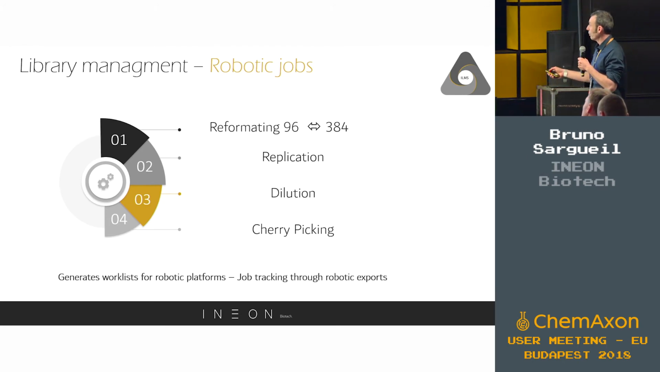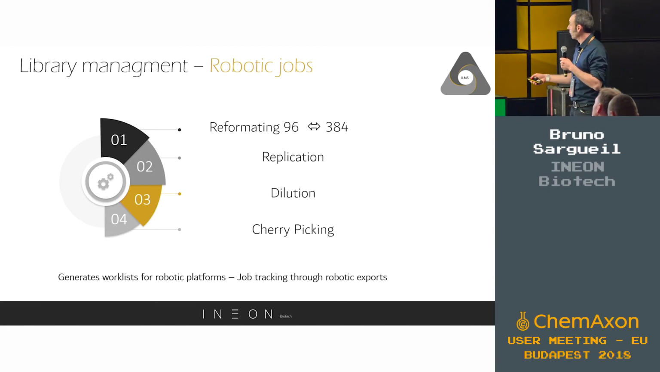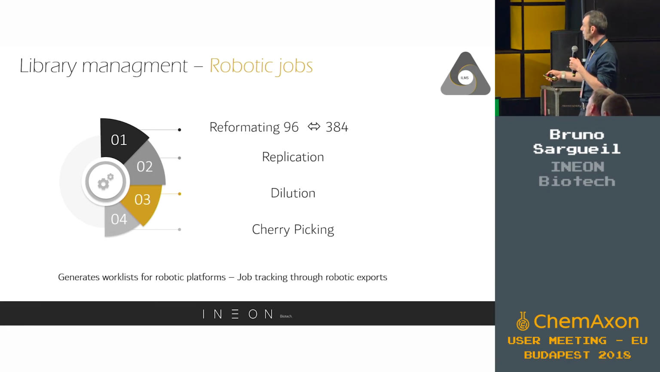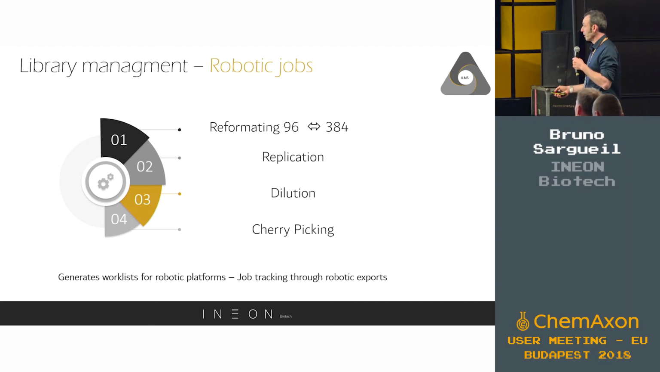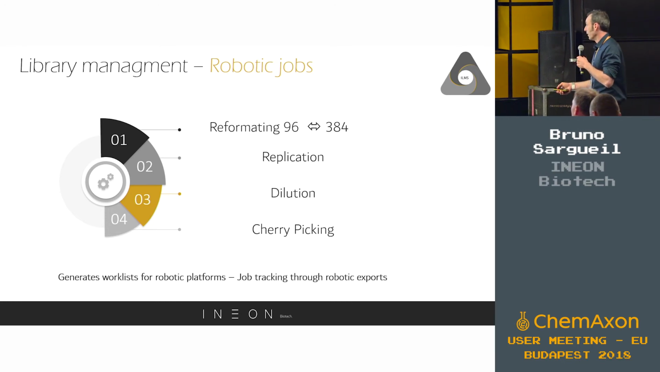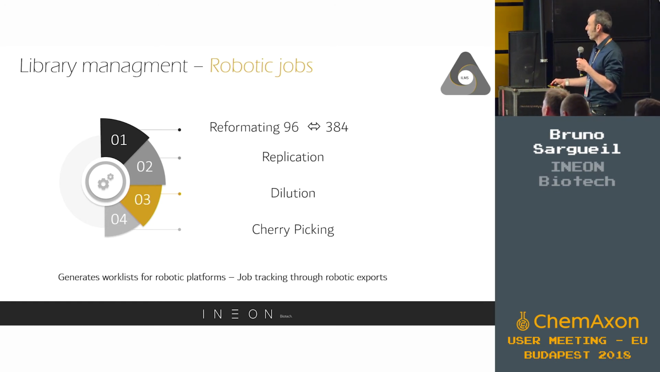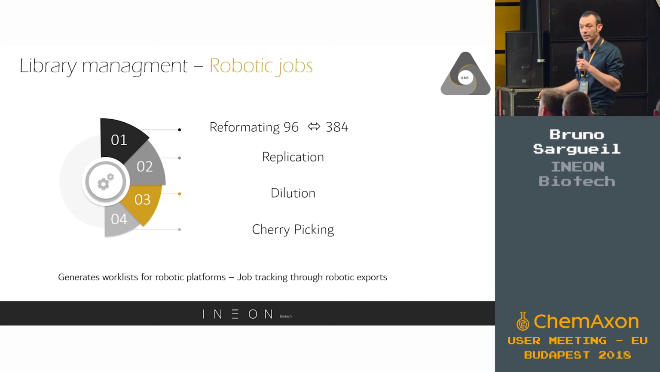Then we have also developed workflows for the library management and for the different robotic jobs that you can do, which are reformatting, replicating the plates, diluting, or making a cherry picking. And so the workflows take you by the hand and generate work lists for your favorite robotic platforms. And the completion of the job is tracked through the robotic exports that are imported in the database.